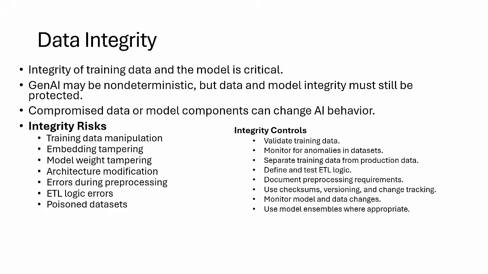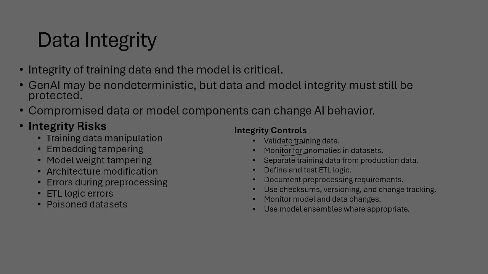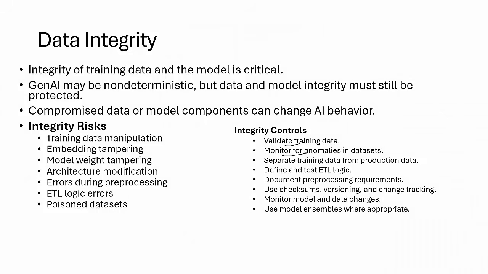So we have to make sure we properly validate the training data and monitor for anomalies. If we find any kind of suspicious activity, we should be able to track that. Along with that, document all the ETL logics, since that is part of the function. Then we document the pre-processing: how you collect the data and how you process the data. That is part of a requirement. Monitor the model changes, and any change we have needs to go through a change management process, and make sure to use model ensembles where it's appropriate. So that is part of a requirement.